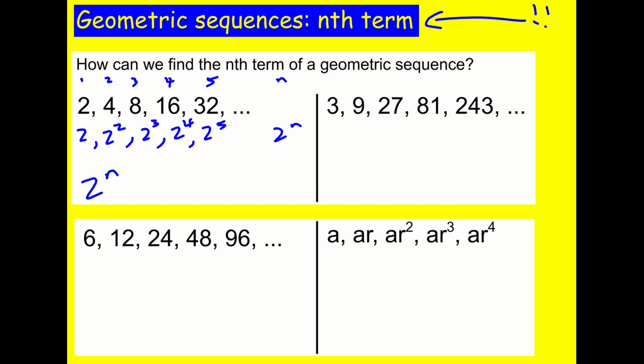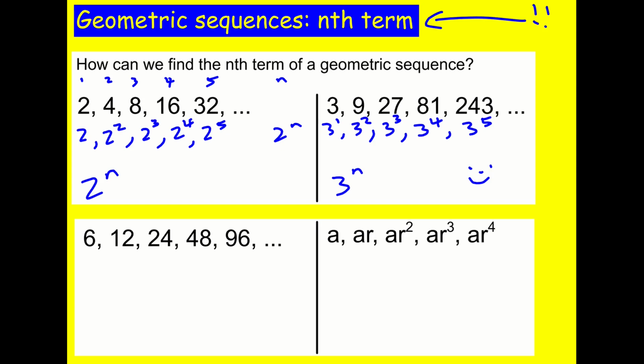So now I've said that one, can you figure out this one? Pause the video, give it a go. Well, it's going to be really similar. We've got 3 to the power 1. This is actually 3 to the power 2. It helps if you know your powers, obviously. 3 to the power 3. 3 to the power 4 is actually 81. And 3 to the power 5. And the nth term is going to be 3 to the power n. So that seems in a good place.